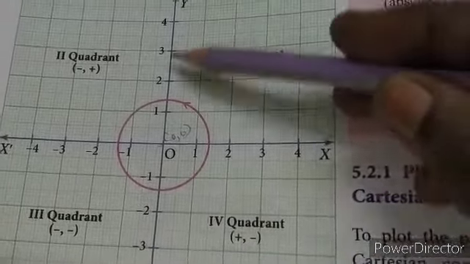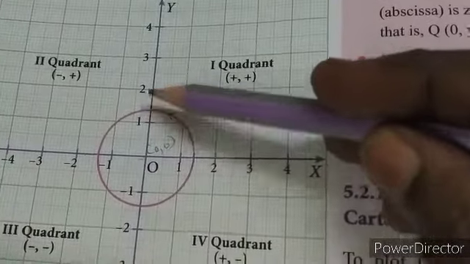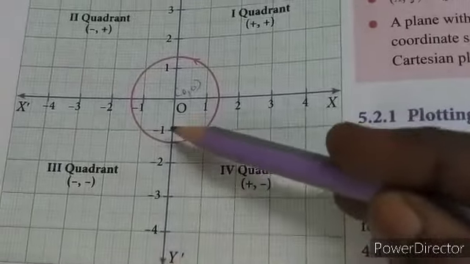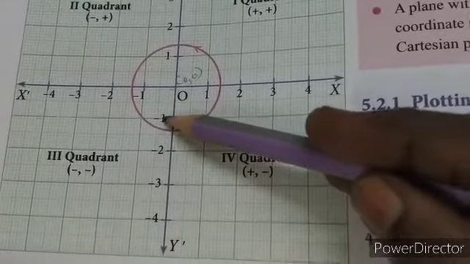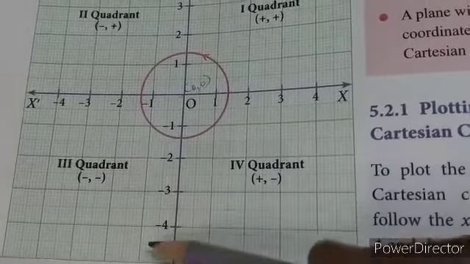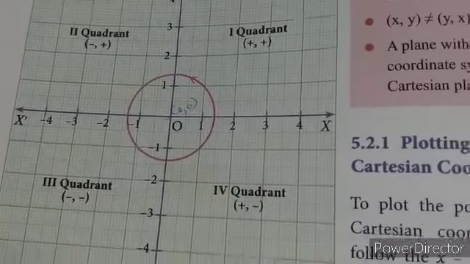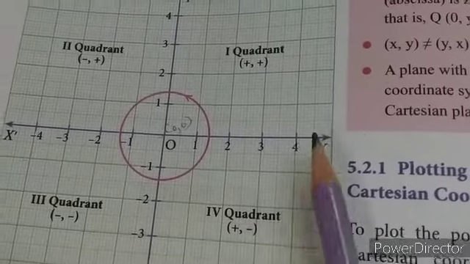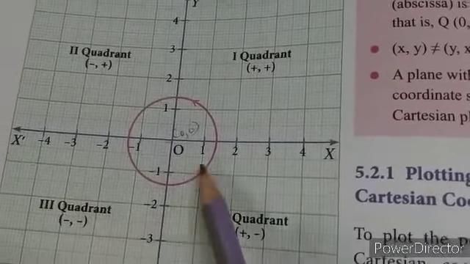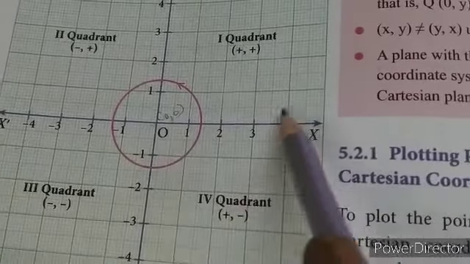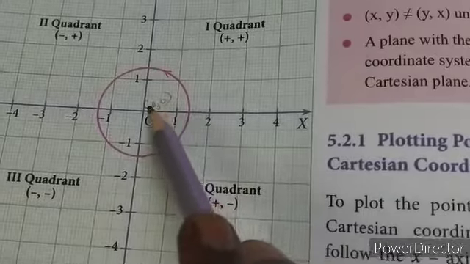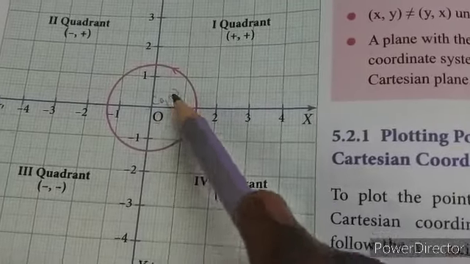And coming to the y-axis, 1, 2, 3, 4 is positive, and under that you should start here with your minus sign, -1, -2, -3, -4, like that it will go on. For any point on the x-axis, the value of the y coordinate is 0. That is x, 0. And the origin is 0, 0.